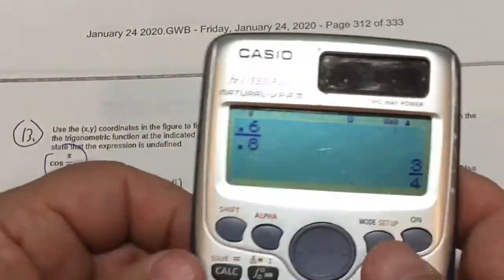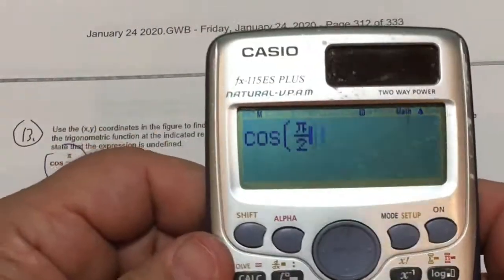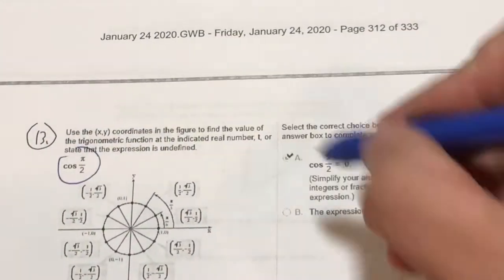So it wants me to find cosine of pi over 2. So I'm going to type in cosine of pi over 2. And here it comes. That is 0. Pretty nice, pretty nice.